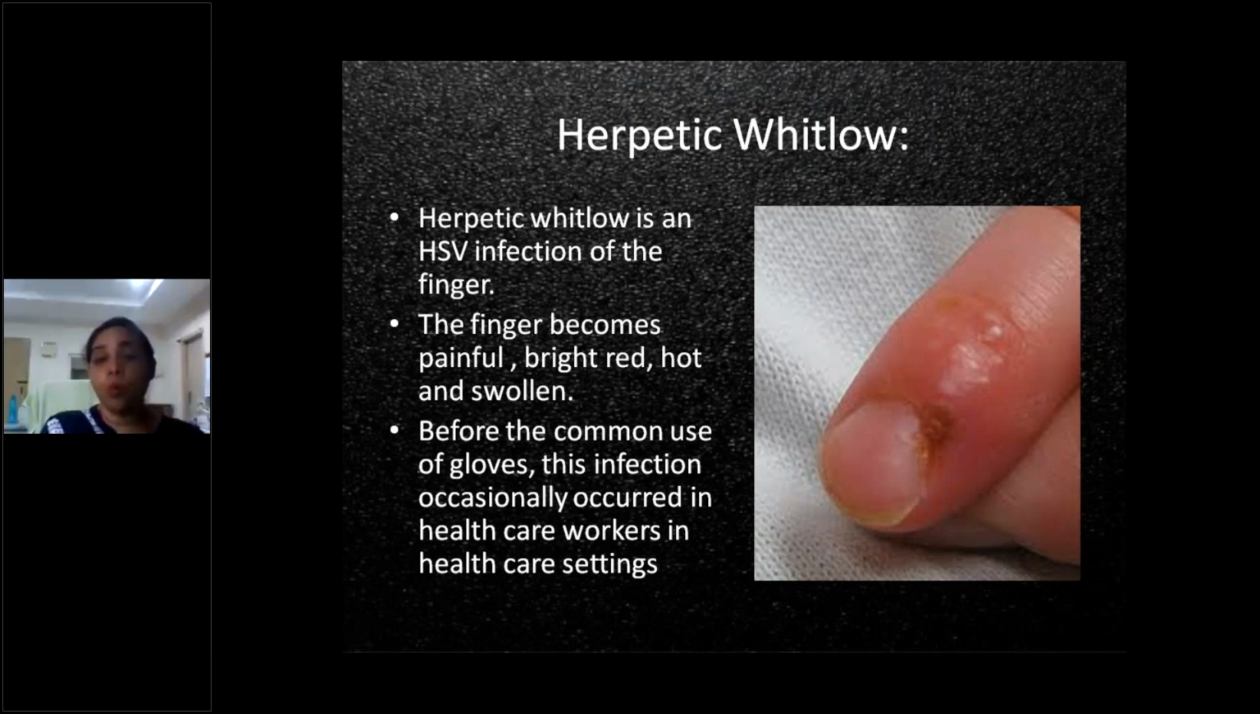Herpetic whitlow. See the finger, see the nail, how it is. This is an infection of the nail. How is the finger? It is red and swollen, right? And it will also be painful. This herpetic whitlow used to be a common infection in healthcare workers before gloves were introduced.